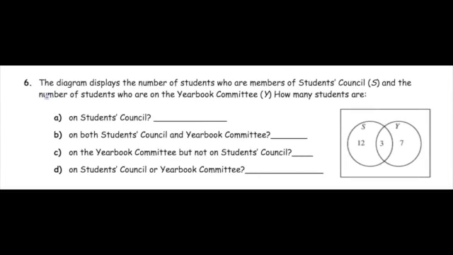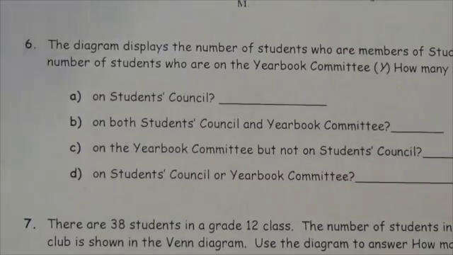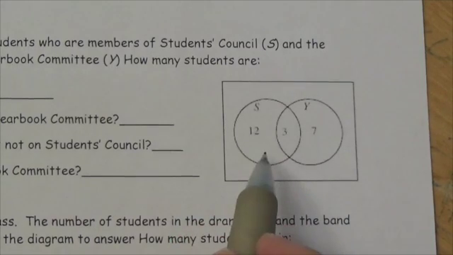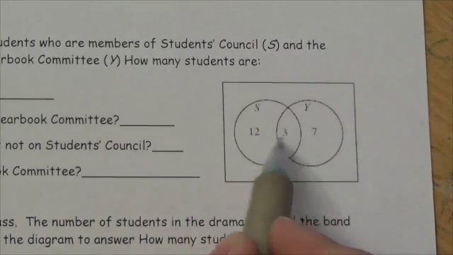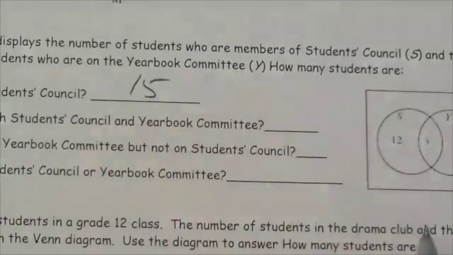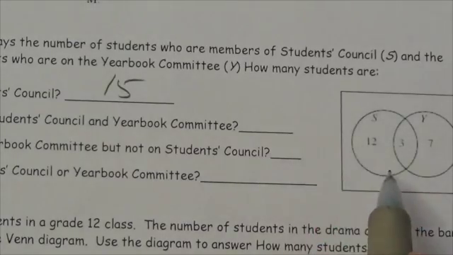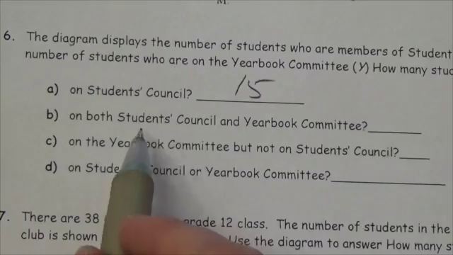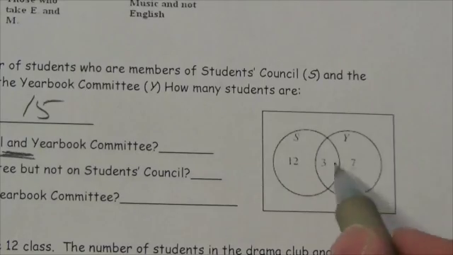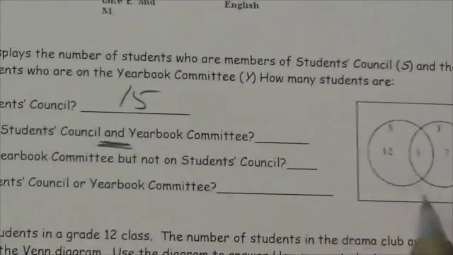The diagram displays the number of students who are members of student council and the number of students who are members of the yearbook committee. How many students are on the following sets? All right, so we're going to start off with how many students are on students council. Let's take a quick look here. There are 12 that are only on students council and 3 that are on both students council and yearbook. So that means there's a total of 15 on students council. There's a total of 15 in that circle. How many are on both students council and the yearbook committee? Okay, how many are on both? Well, that's the intersection of those two sets, and that is just that 3.